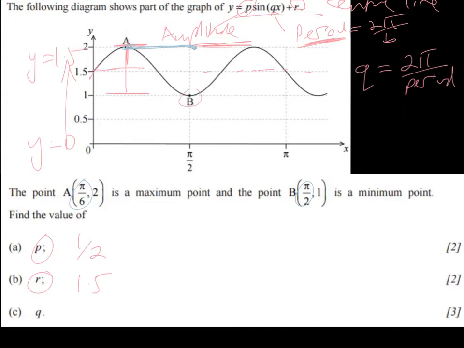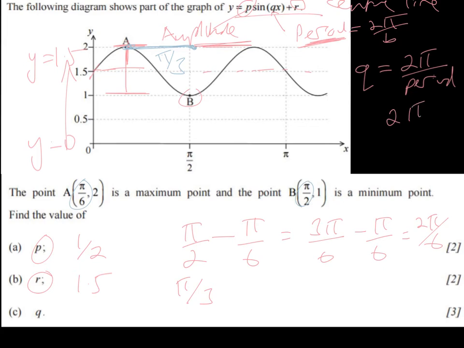Well, it's going to be the value of b here, which is pi by 2, minus the value of a here, which is pi by 6. So that's going to give us 3 pi by 6 minus pi by 6, which is going to give us 2 pi by 6, or pi by 3. So this blue distance here is pi by 3. So therefore the entire period is going to be double that, which is going to be 2 pi by 3.